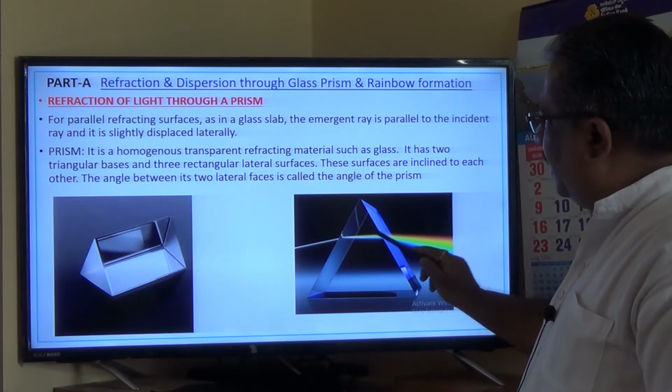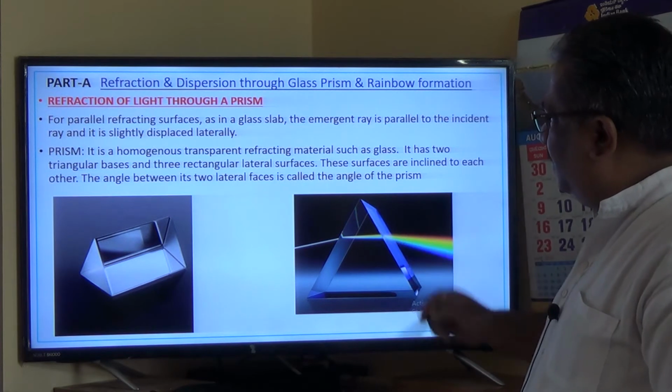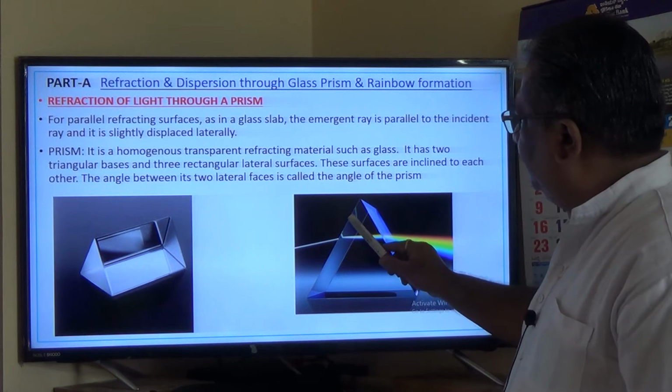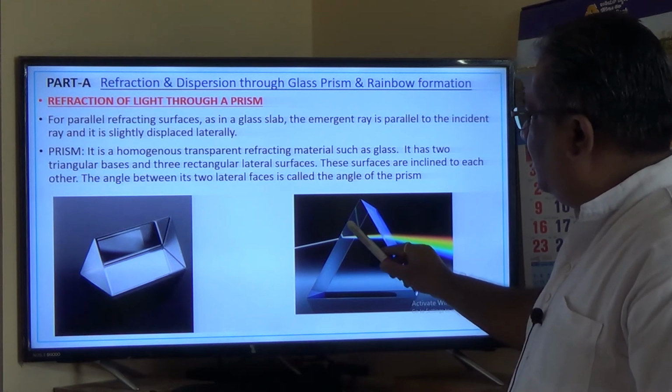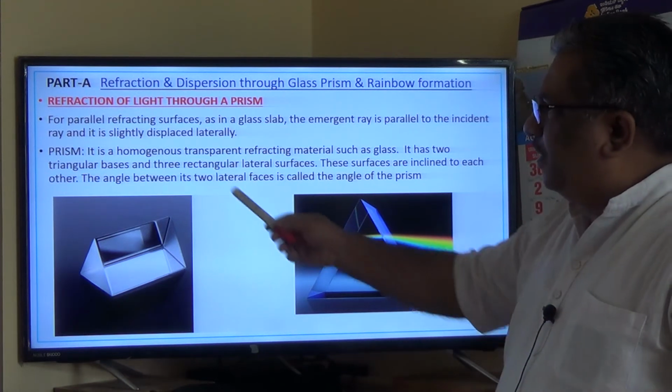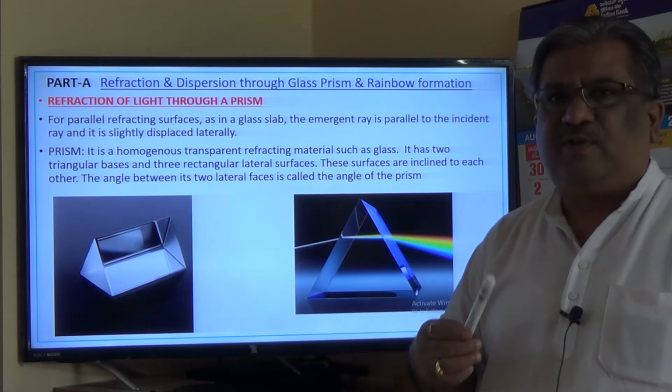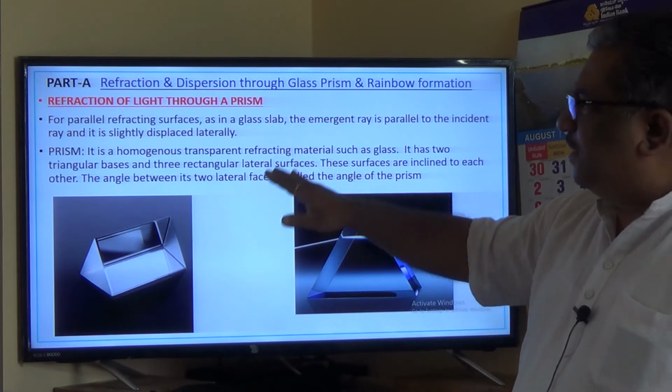Here, this angle is called the angle of the prism. So, I hope you understand the definition of the prism. Naturally, this question appears. It is a homogeneous transparent material.